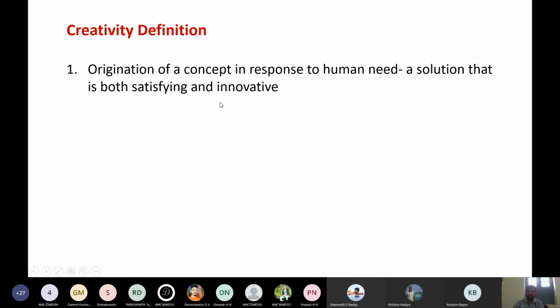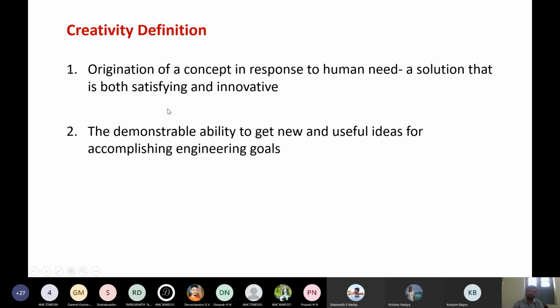If it is only innovative, it doesn't gain attention in engineering design. At the same time, it should be feasible. That means it should satisfy the needs of consumers or needs of the management of a company. Next, the demonstrable ability to get new and useful ideas for accomplishing engineering goals.